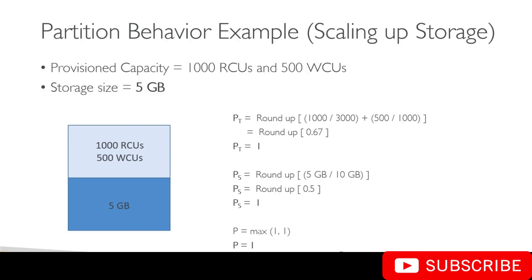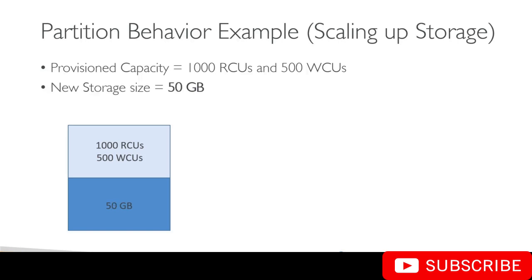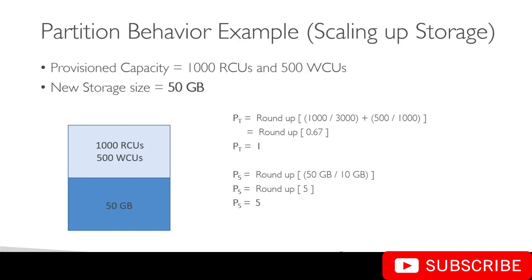Now let's say we scale up the storage and the new storage size is about 50 gigs. Now again, let's calculate the number of partitions. Partitions based on throughput remain the same because we have not changed the provisioned capacity, and partitions based on size will now be about 5 because we have increased the storage size to 50 GB. So 50 gigs by 10 gives us 5. So the maximum of 1 and 5 is 5. So the total number of partitions now will be 5. So your table will now have 5 different partitions.